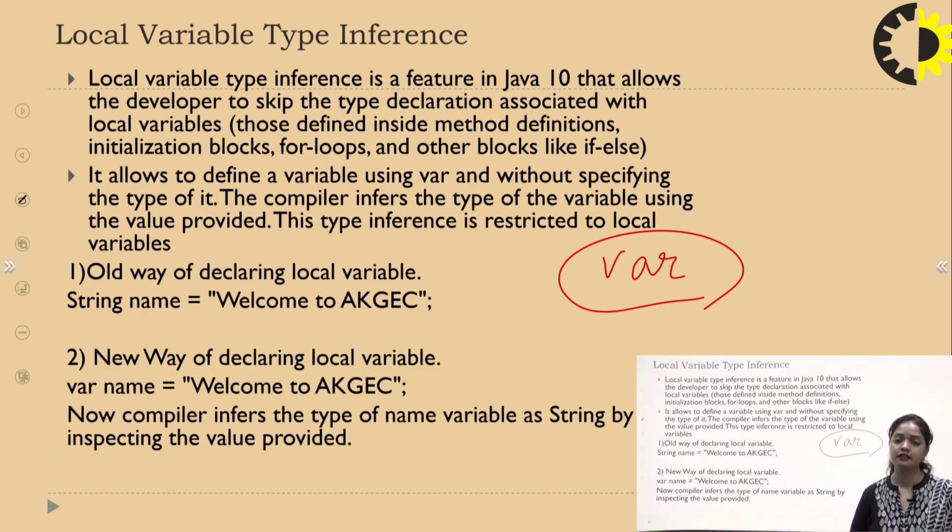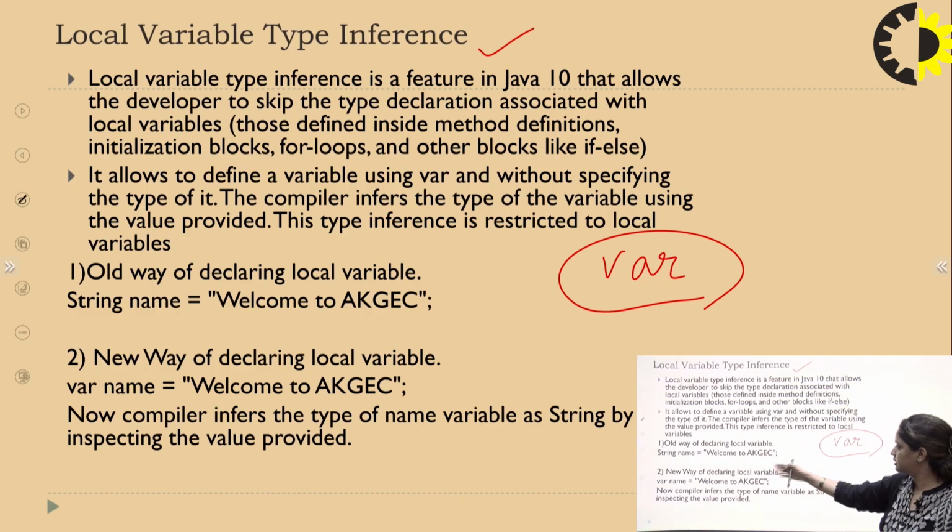But the rule is it can be declared only inside a particular block. It can be declared only inside a function, inside a loop, or inside some static block. So its area of usage is limited. It cannot be declared globally, but only locally inside a certain block. So there is a restriction for using this data type, local variable type inference, in a Java program.